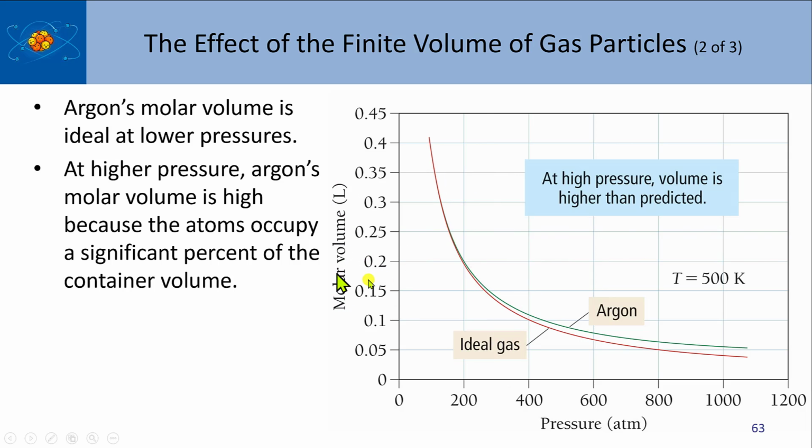So this is a graph of molar volume of argon as a function of pressure. At low pressures, argon matches ideal behavior. And then as you get to higher pressures, the molar volume is larger than the ideal volume simply because argon molecules occupy some of the volume. So at high pressure, volume is higher than predicted because the molecules actually have a volume, and if you pack enough of them into space, it becomes a significant portion of the volume. So high pressure volume is larger because molecules have volume.